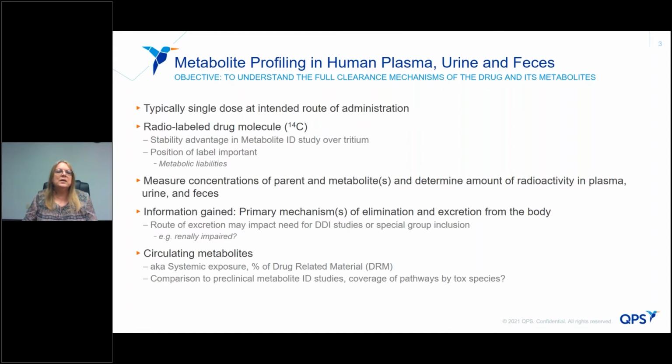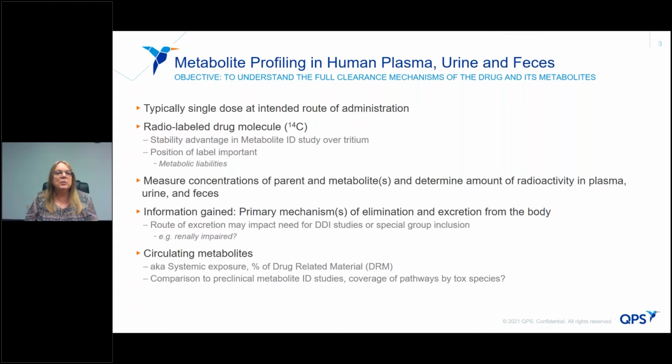its metabolites. Typically, we do a single dose at the intended route of administration. So if your compound is going to be orally dosed in people, it's an oral dose for the radio-labeled compound as well. We also do generally a carbon-14 radio label. It has an advantage over tritium. Tritium can be unstable. You can lose it with water loss.